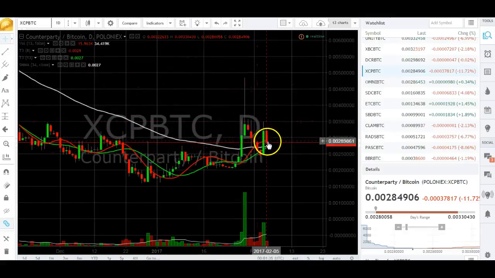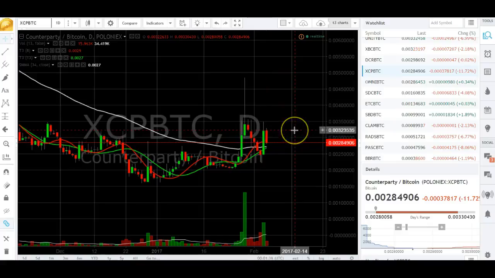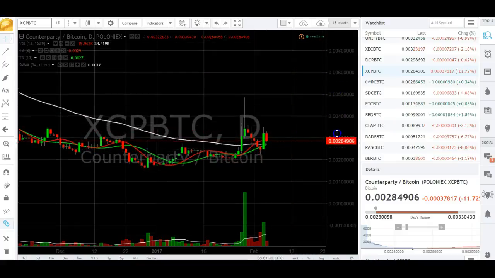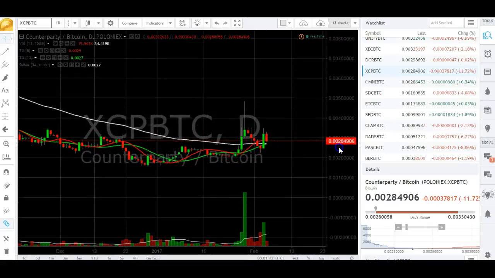2-bar reversal here, back into support here. Let's watch for a reversal, previous high breaks. Get this thing running. Watch the volume. That's XCP, counterparty Bitcoin.